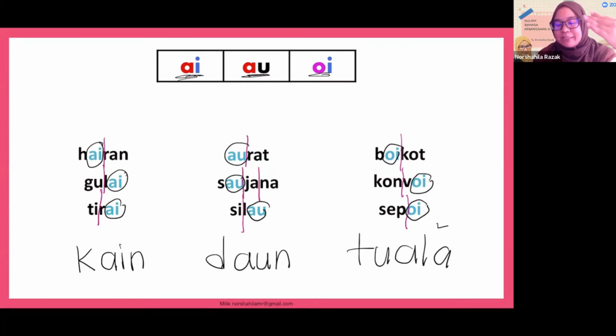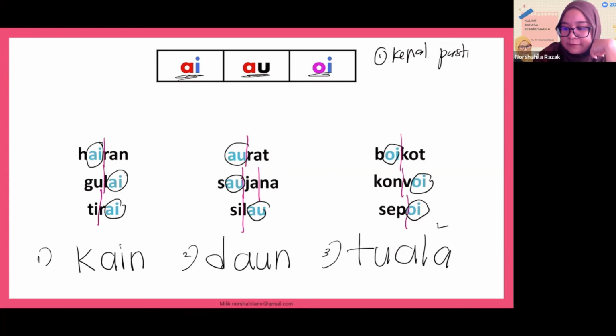So how do we make sure whether this one is a diphthong or not? First, second, third. First, what you need to do is identify the syllables, kenal pasti suku kata. Second, identify the diphthong.